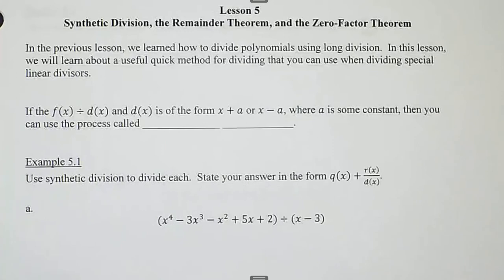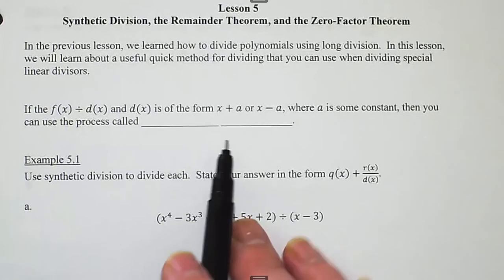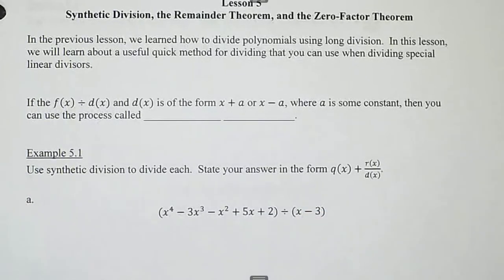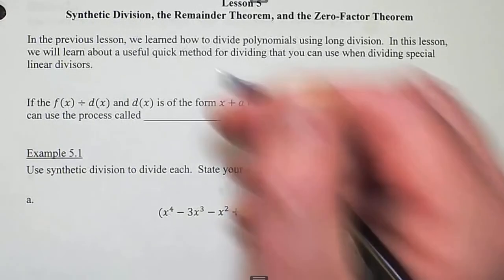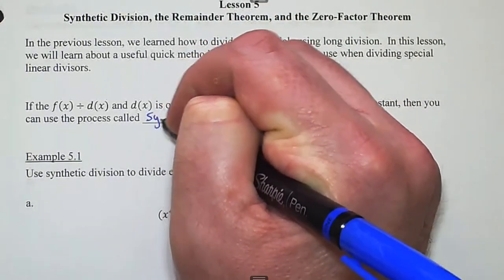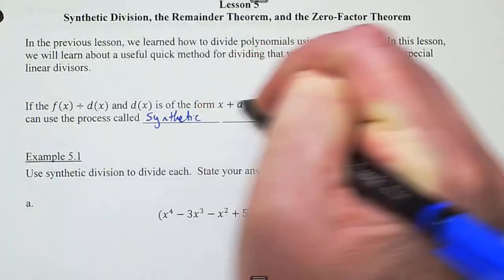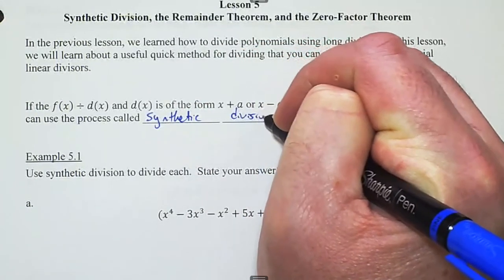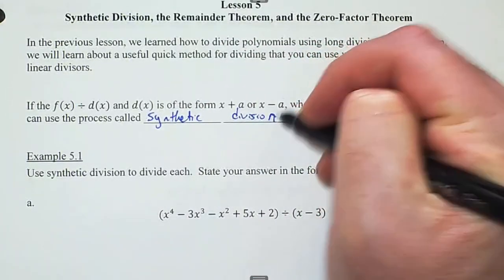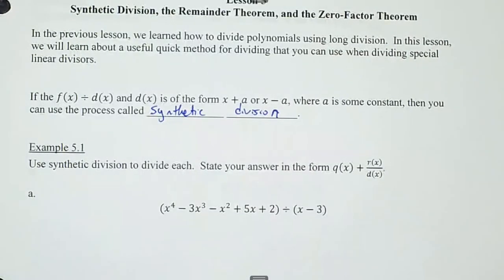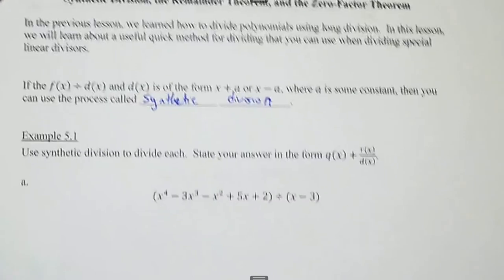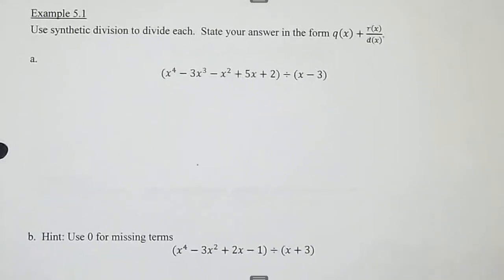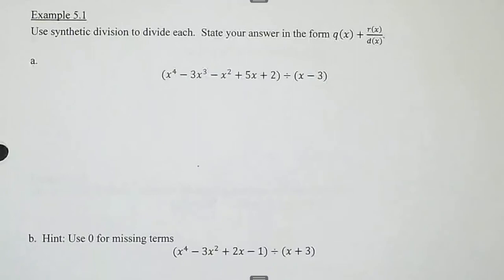So f of x divided by d of x, where d of x is of the form x plus a number, that's what I mean by x plus a, or x minus a number, like x minus a. Then you can use the process called synthetic division. Synthetic division is a neat little trick that we can use to divide, but it only ever works when you have something like this, x minus 3.